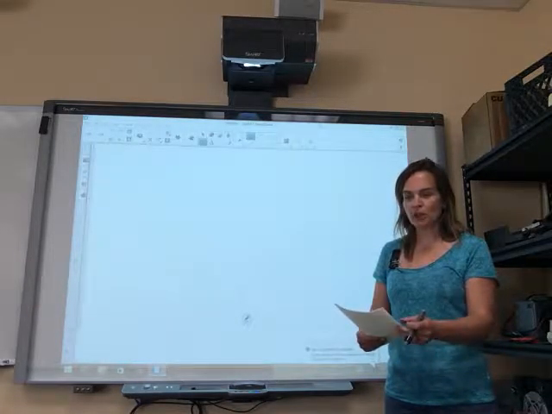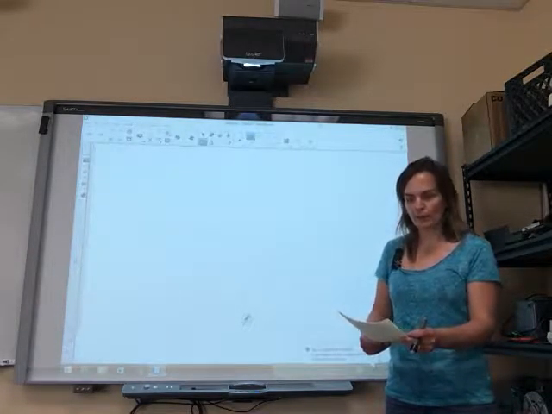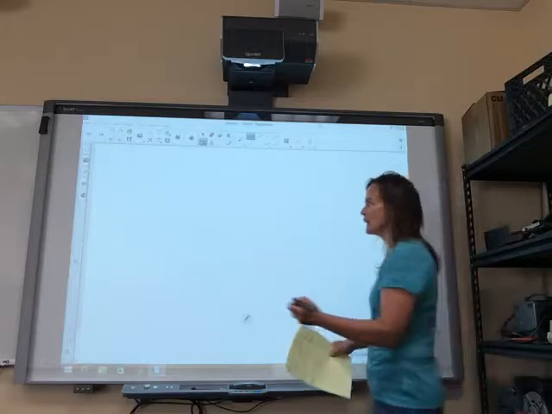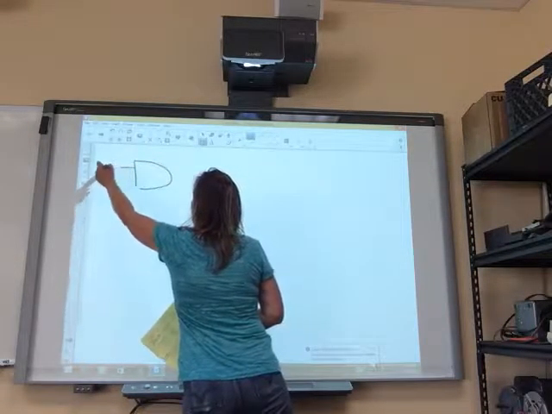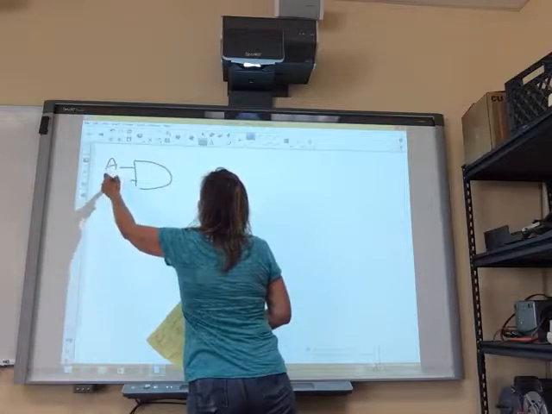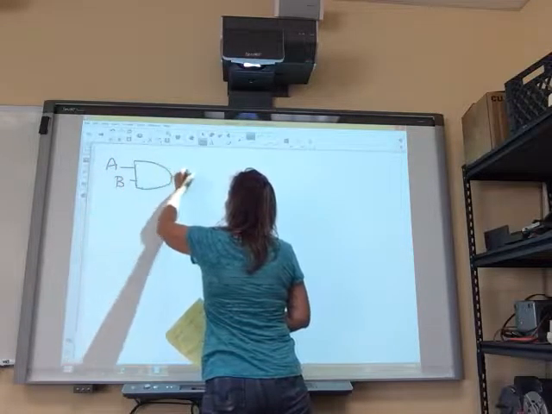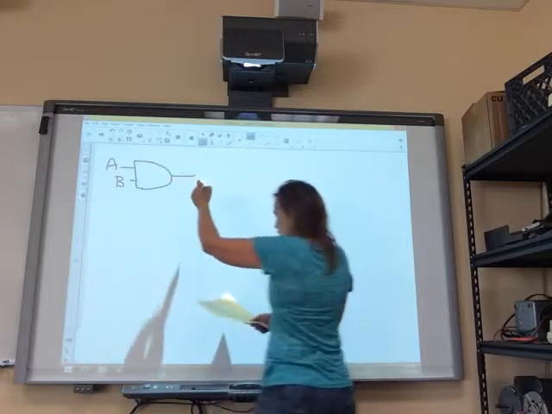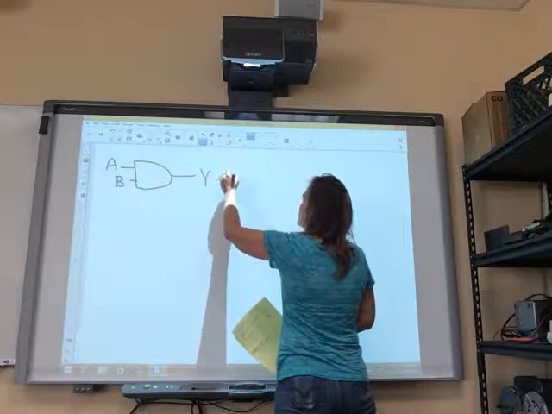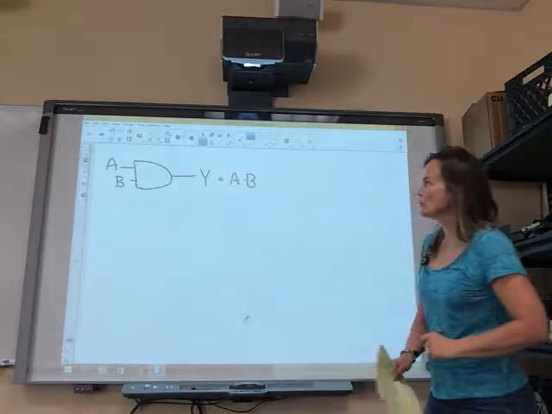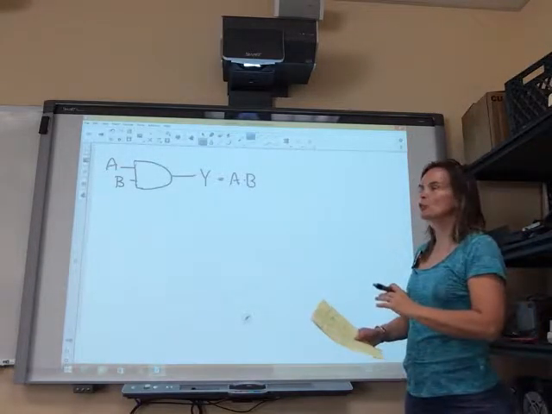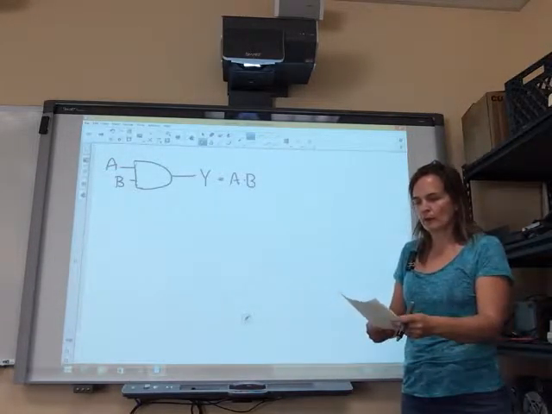I want to talk about the laws of Boolean. We're going to start with the AND gate. Here I've drawn an AND gate. The output of an AND gate we can say is A and B. You'll notice that it's similar to multiplication.